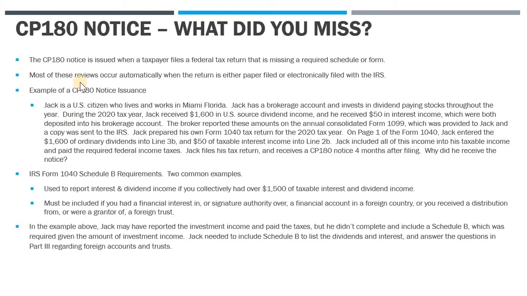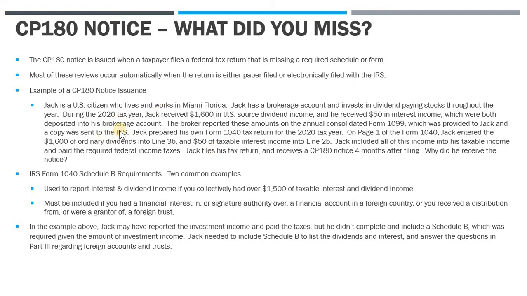Most of these reviews do occur automatically. When the return is paper filed or electronically filed, the system runs through the information that was submitted. It cross-checks it against third-party information, and if they discover something that you missed, then they send you this notice. So in this example, I have just one slide here, one example of where you might get a CP180 notice.